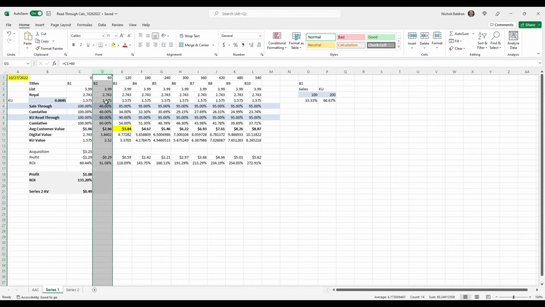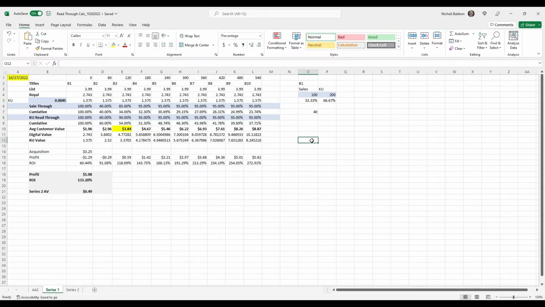Going to column D, we are now on to book 2 of the series. And so for this, we would calculate read-through and sell-through and enter those numbers here. So in this scenario, if we've had 100 of book 1, a 40% read-through would mean that we have 40 of book 2.